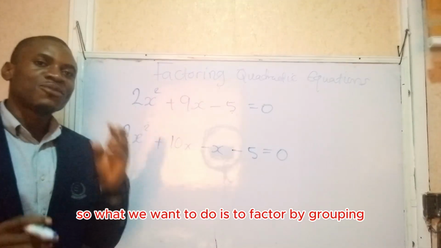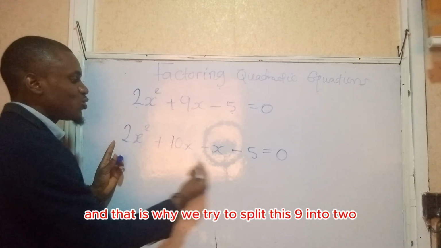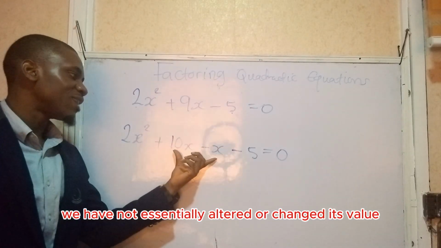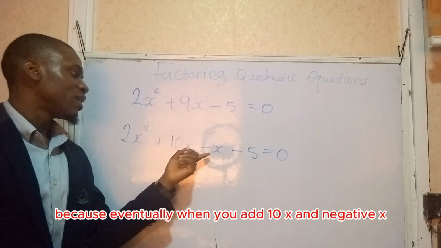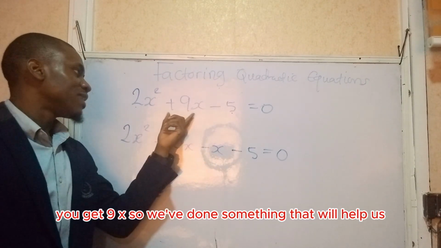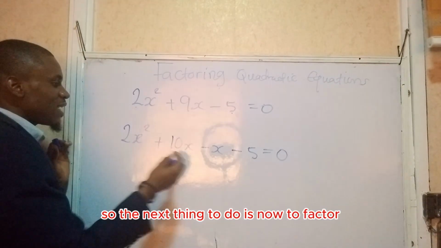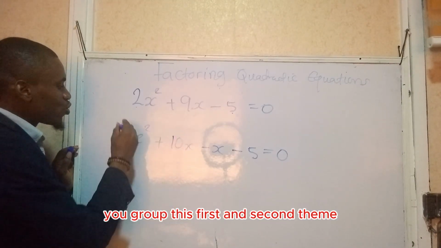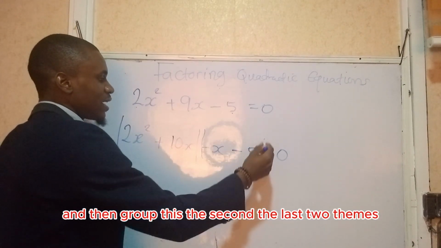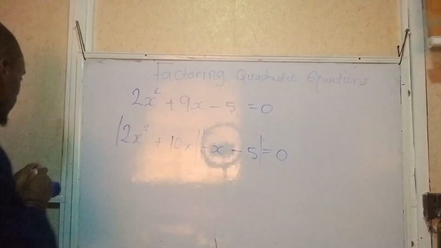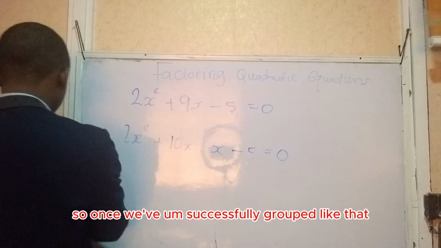What we want to do is to factor by grouping, and that is why we try to split this 9 into 2. So we have not essentially altered or changed its value. It's still 9, because eventually when you add 10x and negative x, you get 9x. So we've done something that will help us factor this. The next thing to do is now to factor. You group the first and second term, and then group the last two terms.